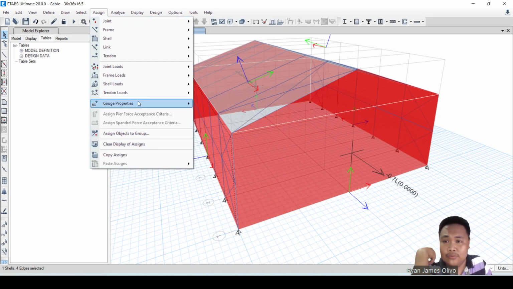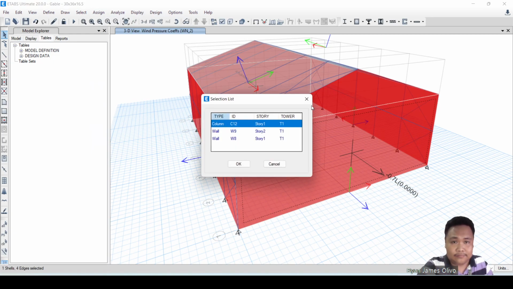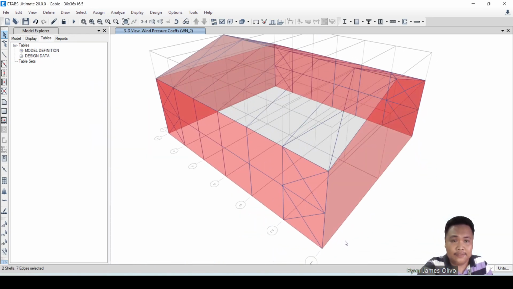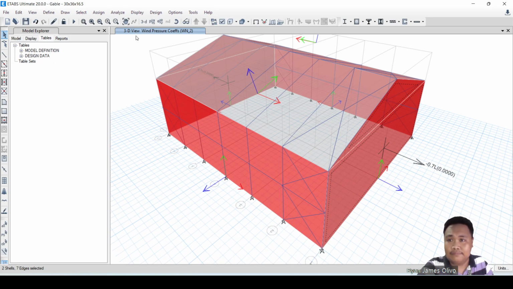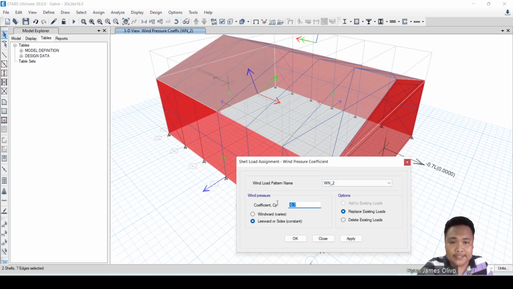I'm very sorry guys. This should be positive, no? This should be positive, and assign. I will try. So click CP. This should be positive. Apply positive. Then select previous. Again, let's try to apply.